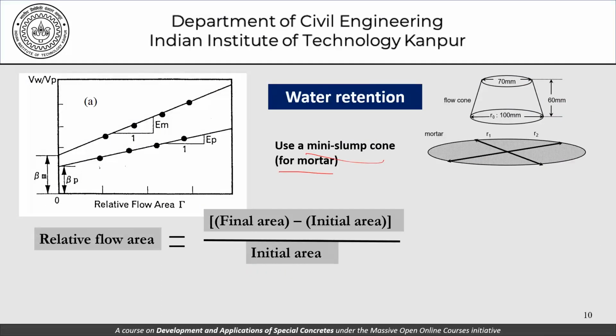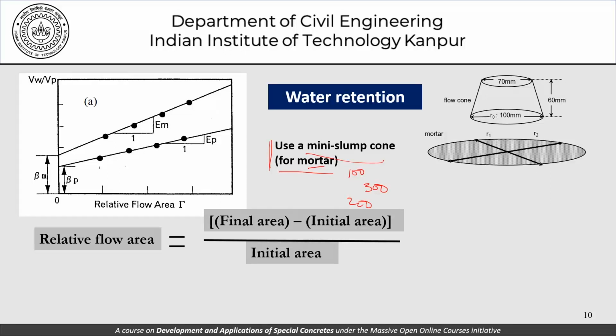We know a slump cone for concrete has a diameter of 100 mm at the top, 200 mm at the bottom, and has a height of 300 mm. Now this mini slump cone, which is used for mortar, measures 70, 100 and 60, as is shown here. Please note that these R values are actually the diameters that are being shown.